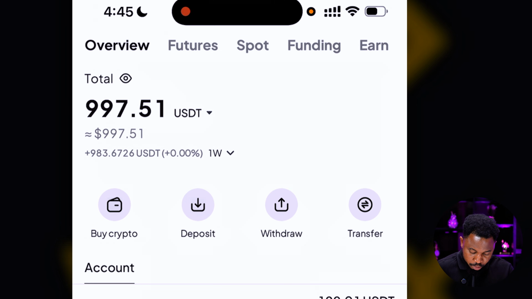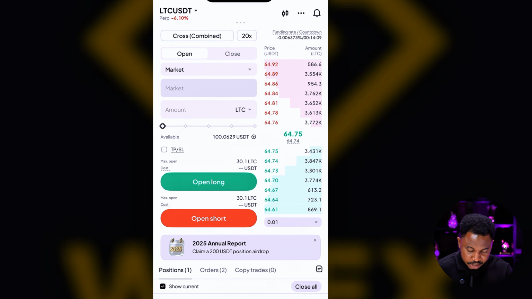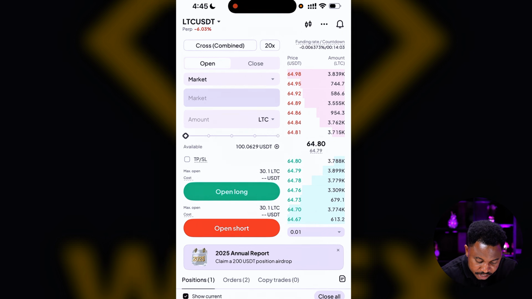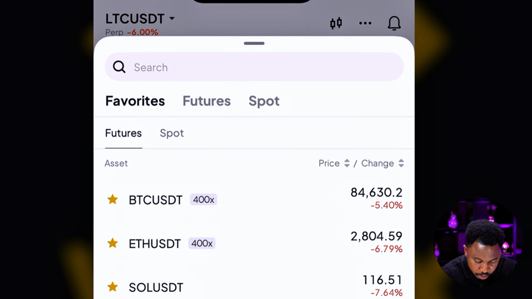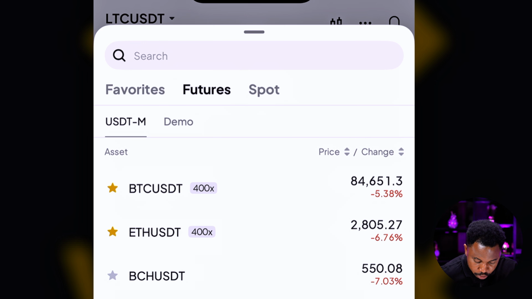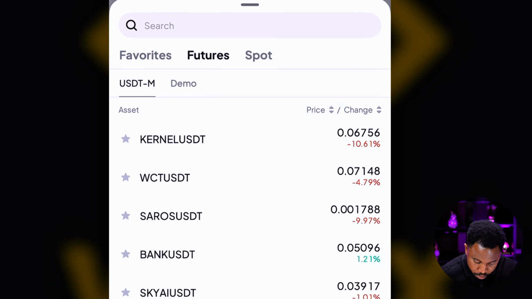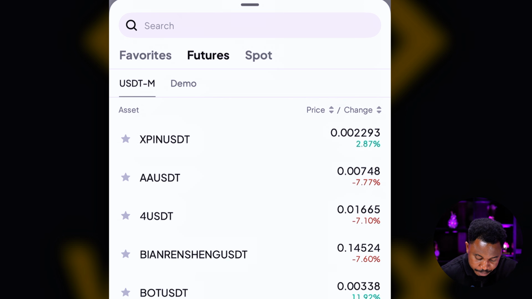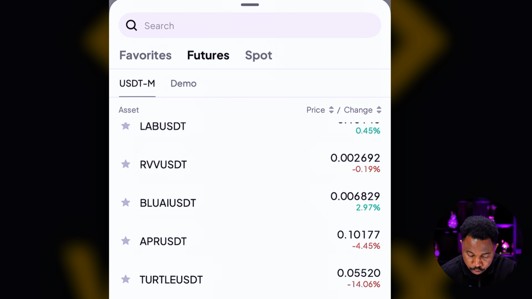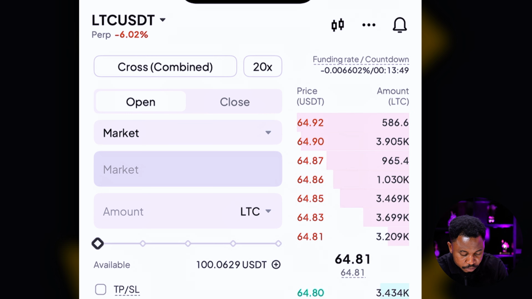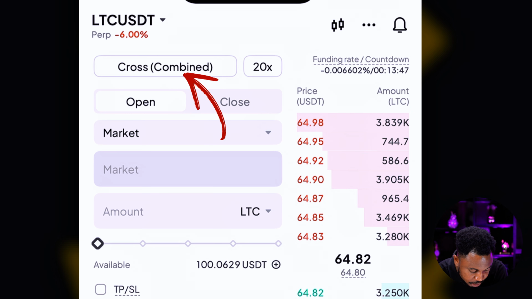The next thing I'm going to do is to go to futures, and this is how the interface looks like. Over here at the top you can see LTC. If I click on it and click on futures, you should be able to see all of the coins listed on Wix, and you can see they basically have a lot of coins which you can trade and make money for yourself. The next thing you want to look out for is this section here called cross combined. I'm going to click on it.